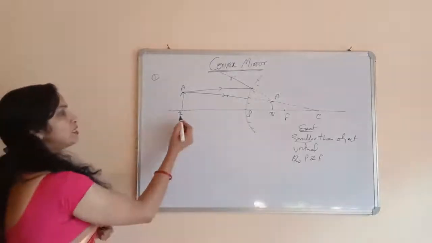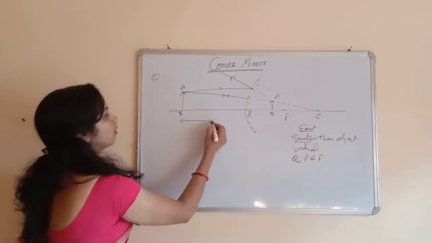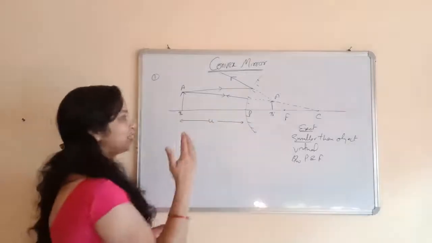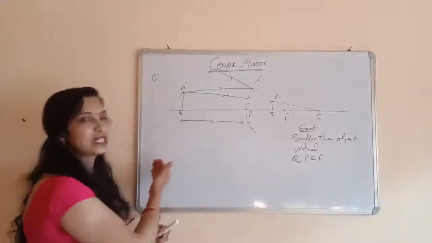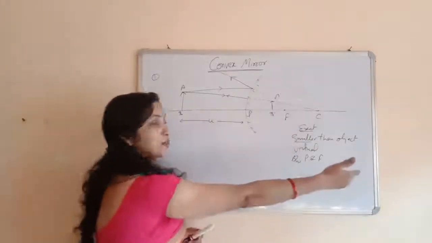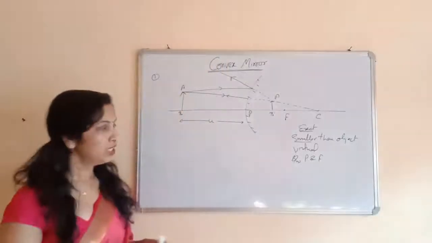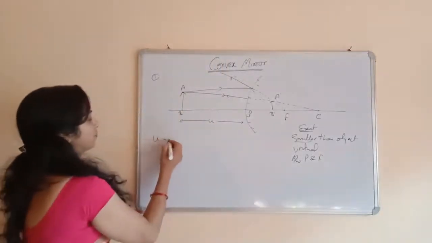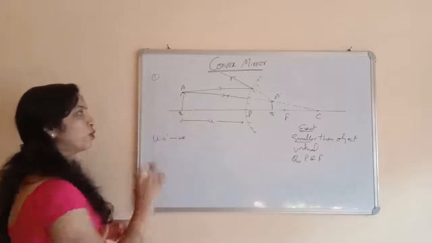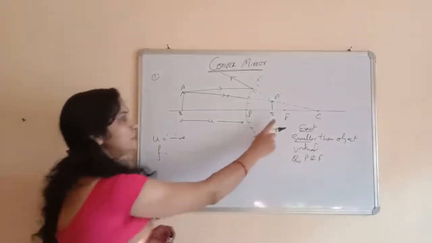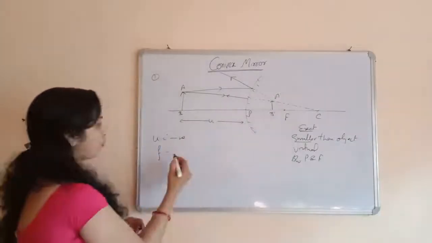So u means the distance of the object from the mirror. It is always negative. I explained in the last lecture that the distance which you measure towards this side is always negative, towards this side positive. In upward direction positive, in downward direction negative. So u is always negative because we always put the object here. What about the f? We use this f, so it is positive.